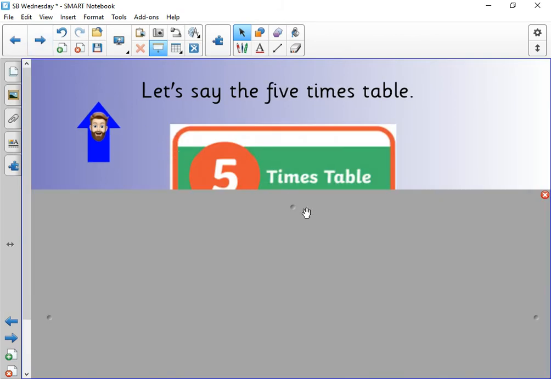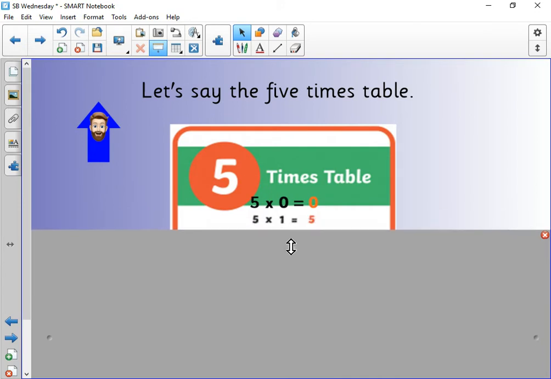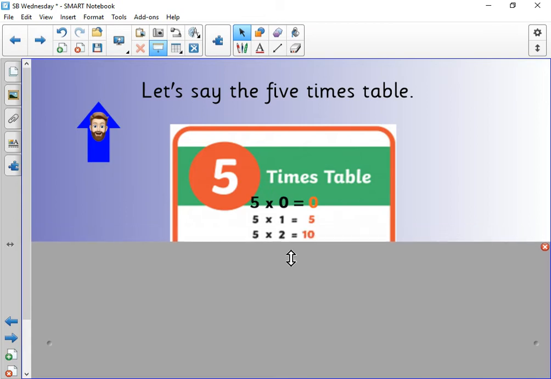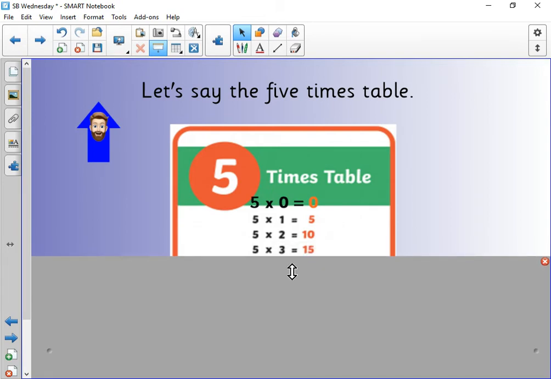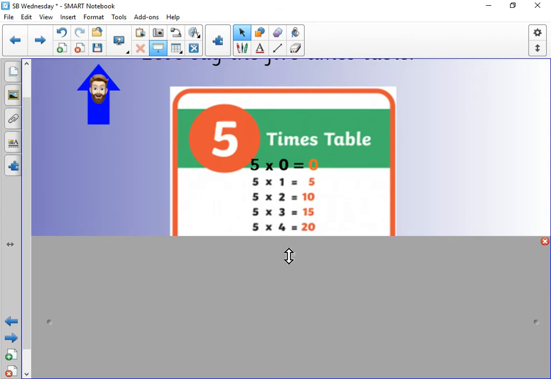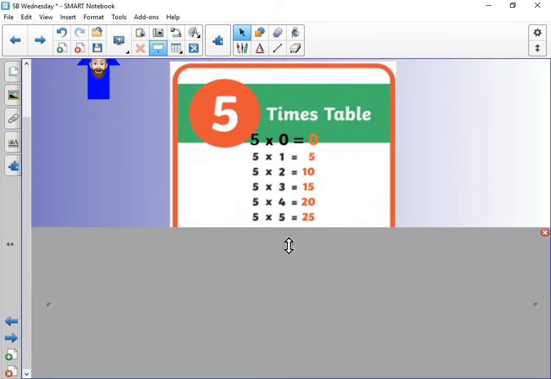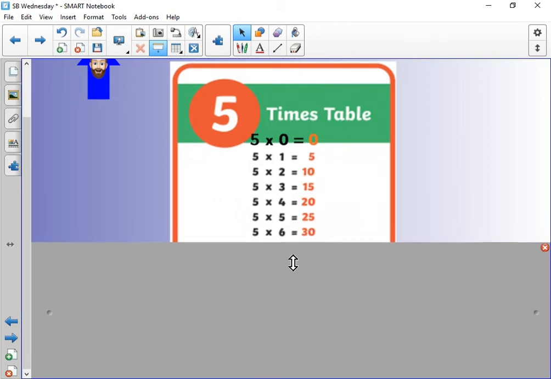Now let's say a 5 times table together. 5 times 0 is 0. 5 times 1 is 5. 5 times 2 is 10. 5 times 3 is 15. 5 times 4 is 20. 5 times 5 is 25. 5 times 6 is 30.